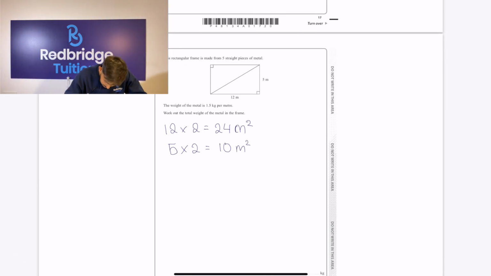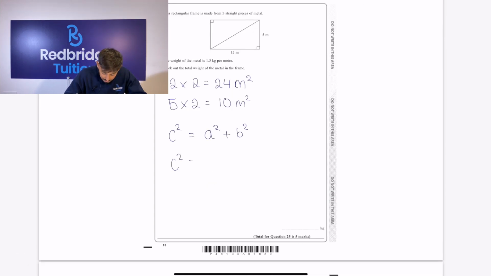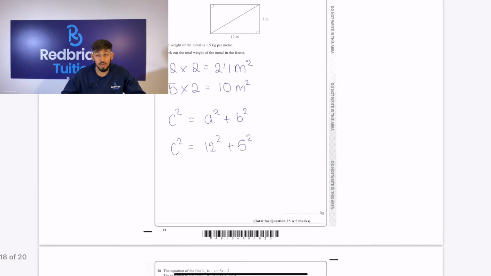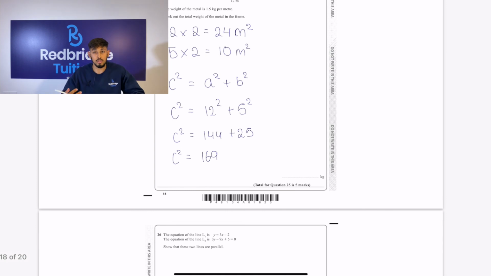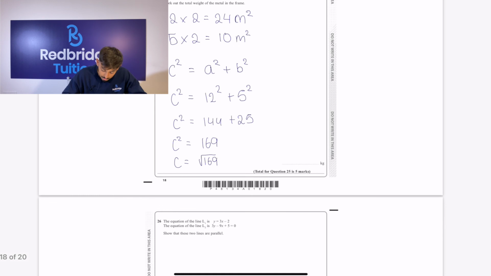Pythagoras' theorem is stated as follows. We've got c squared is equal to a squared plus b squared. C squared is equal to 12 squared plus 5 squared. When we simplify this, we get 144 plus 25. C squared is equal to 169. Now, to work out the value of c, which is the diagonal in this case, we square root this number to get an answer of 13.